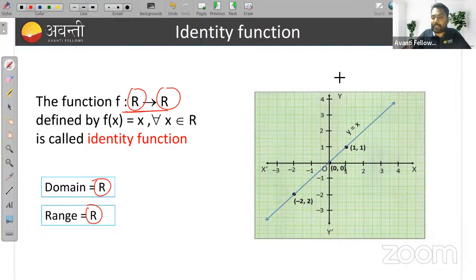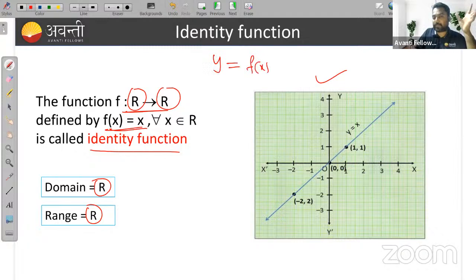And the graph of the identity function is a straight line, y is equal to x. That is, f of x is equal to x is known as the identity function. I hope this is already known to you. It is a very well-known function. y is equal to f of x is equal to x. This is the line y is equal to x. So this is called my identity function.